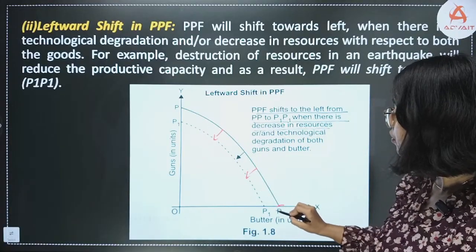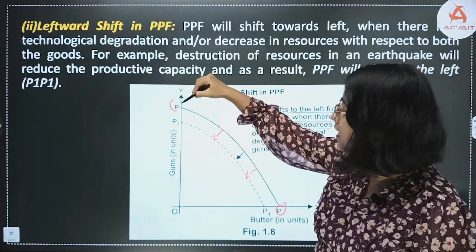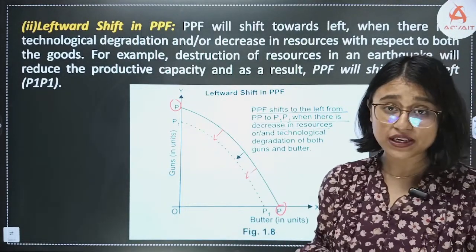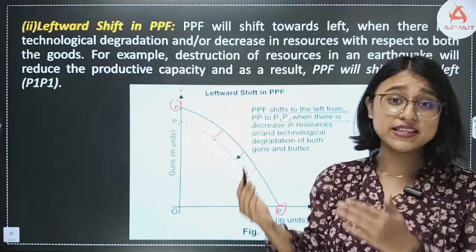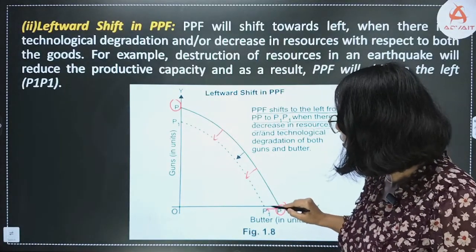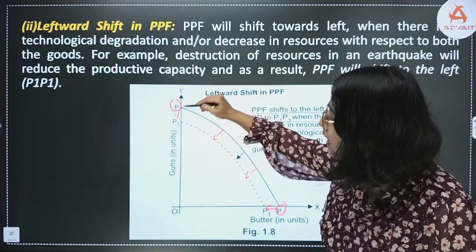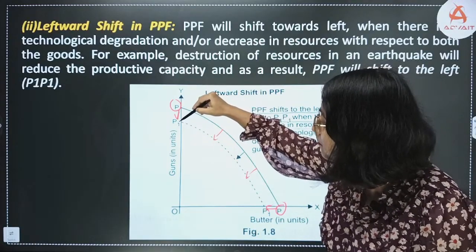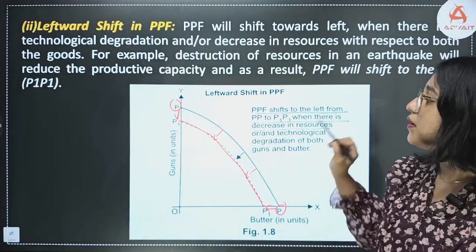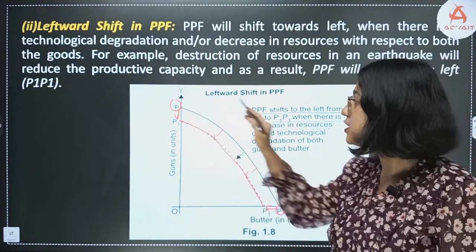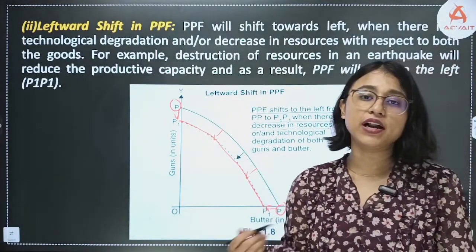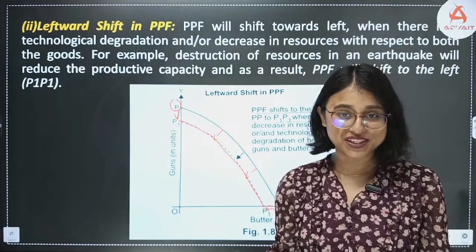Amar jodi economy khon PP operate kori ase, now there will be degradation of the economy. There will be degradation of the productive capacity, resources komi ahise, technology degrade hoi goise. For both the goods, therefore production of butter decrease hobo, production of guns decrease hobo. The new PPF will be therefore P1, P1, which has shifted from the original position PP towards the left to P1, P1. I hope this much is clear with you.